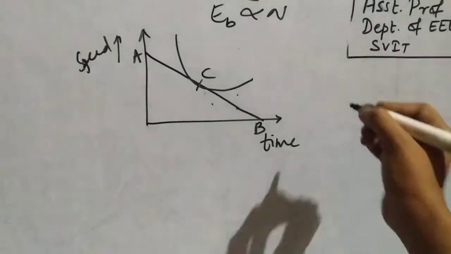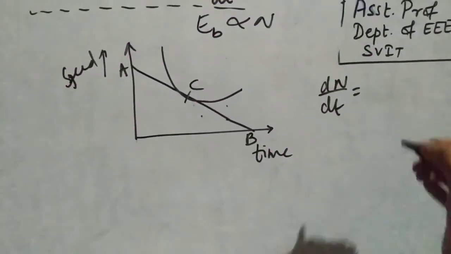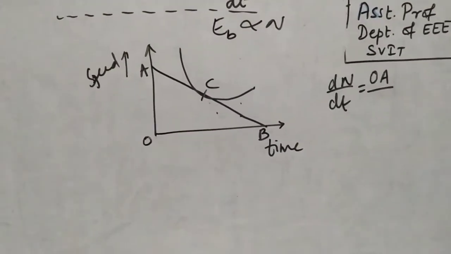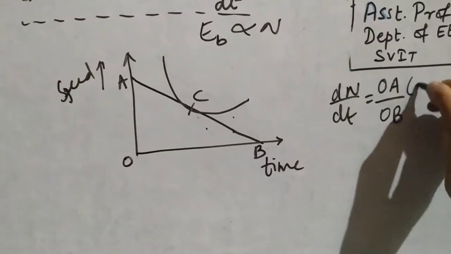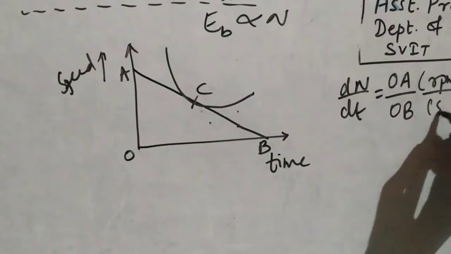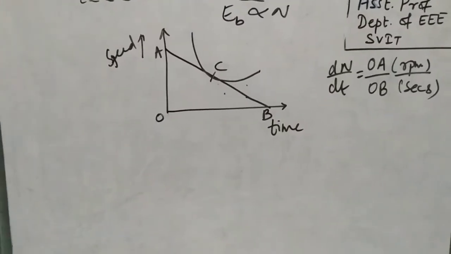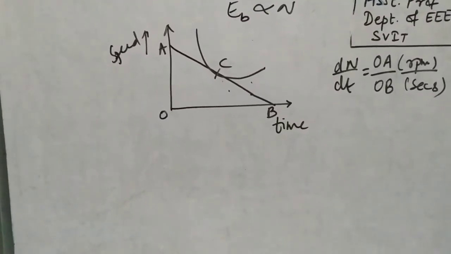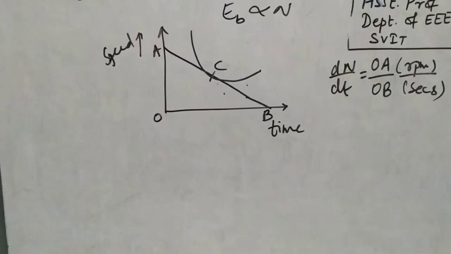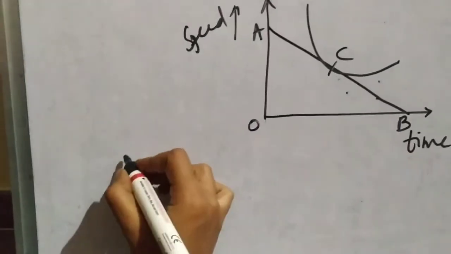Then dN by dt can be written as OA divided by OB, where OA is the speed in RPM and OB is the time in seconds. This is how dN by dt can be determined. The value obtained will be substituted in the expression for W, which is nothing but the rotational losses.